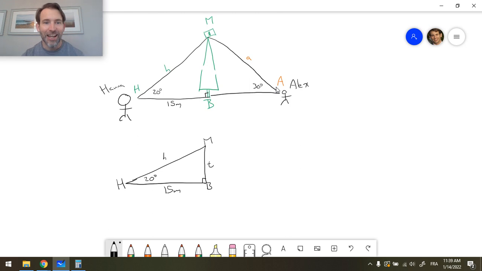Okay, so Hannah wants to know how much closer Alex is than she is to the money, because they can both fly and go directly up there. So we want to find out how much shorter A is than H. First, we draw a nice diagram, and then we're going to draw each triangle individually. This is the Hannah triangle, so the Hannah corner down there, and we can solve all these things. And then we can use that over here to solve this.